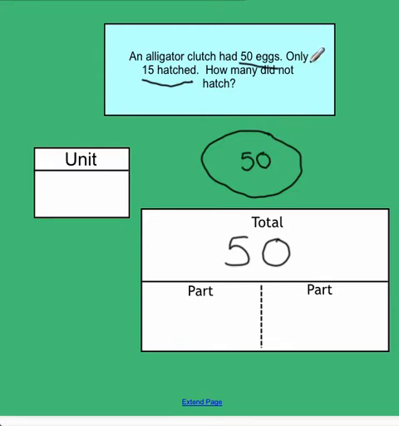Okay, then I'm going to read over here, only 15 eggs hatched. Okay, that's part of my information. I'm going to put 15 here. Okay, if I think about this, I'm going to draw my nest here. I'm going to draw off a part. Okay, inside this part are the 15 eggs, and these 15 eggs actually hatched.